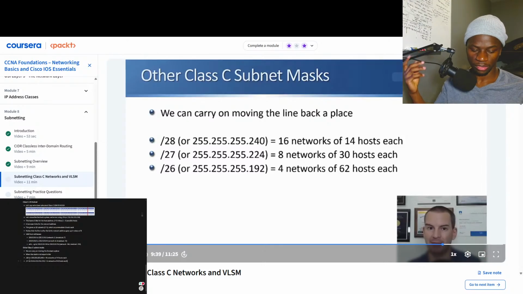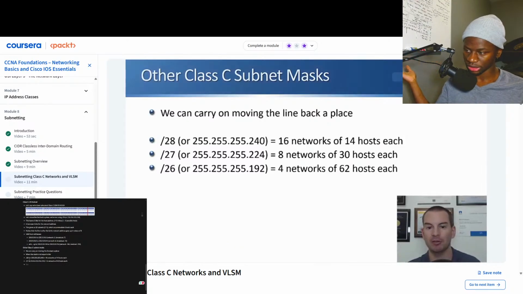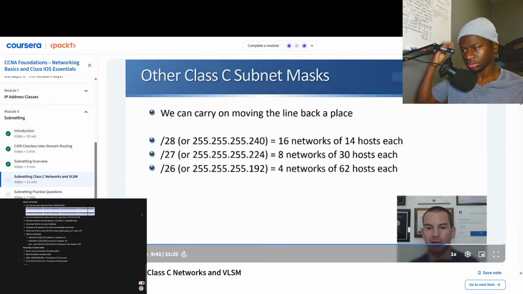You can see how I'm getting that now. Like if you are /26, that is 4 networks and 62 hosts. Okay, so if it's 26, that means from 24 we'll be borrowing 2. 26, 24, yeah, that's 2, isn't it? We'll be borrowing 2 addresses from the default 24.